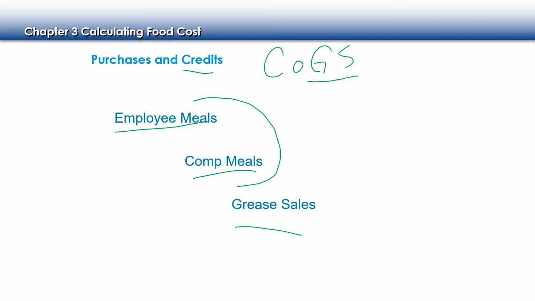Not necessarily the food that we prepared, but the cost of the food and the goods that we sold. The last thing is our grease sales. Sometimes we might send our grease out and sell it. There's companies that purchase it. If we receive money from that, we need to subtract those original purchases. So if I purchase the grease and it's one of my purchases in my formula, then I need to subtract that in the end, because if I'm going to get money for it, then it kind of just takes that out of the equation.